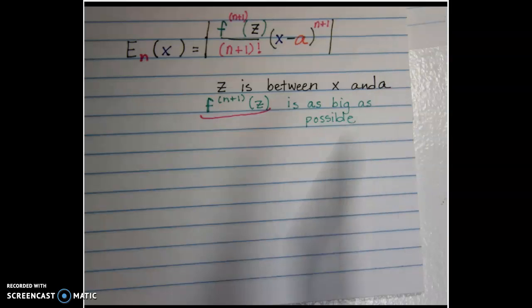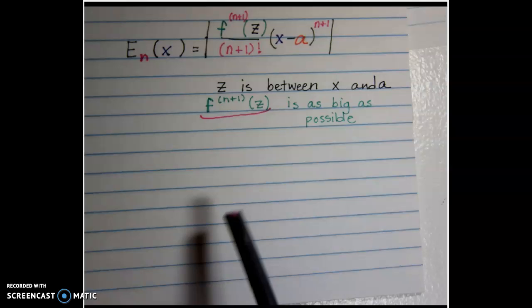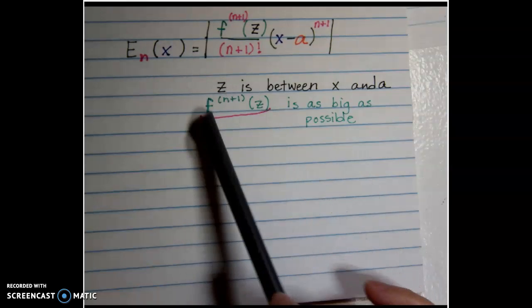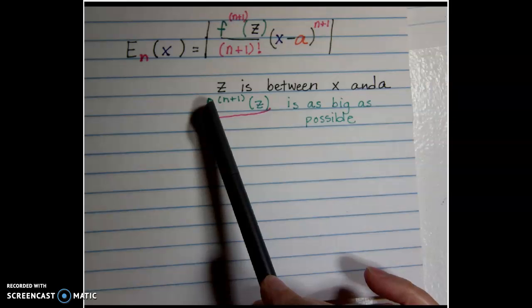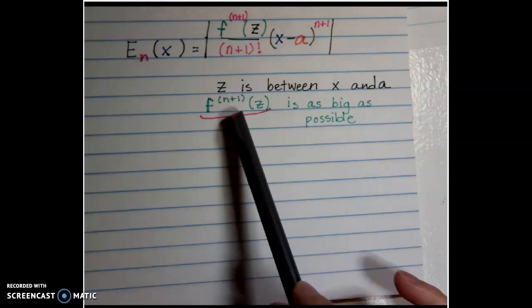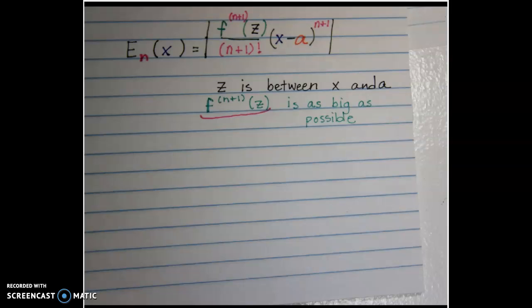The other trick is that if you're dealing with sine or cosine, we just say, I don't know what z is, and I'm just going to estimate this as 1, because the derivative of sine and cosine is just sine and cosine. The biggest output for sine and cosine, whatever z is, is going to be 1. So we're just going to estimate that as 1.